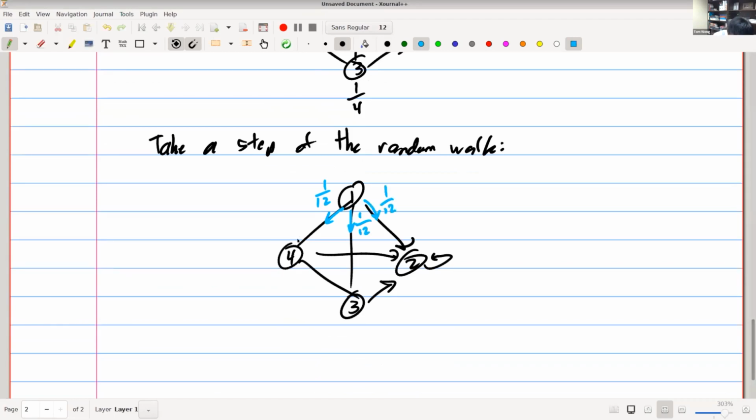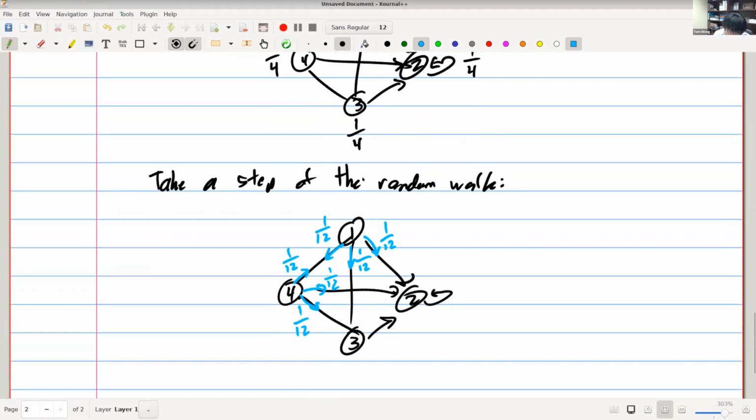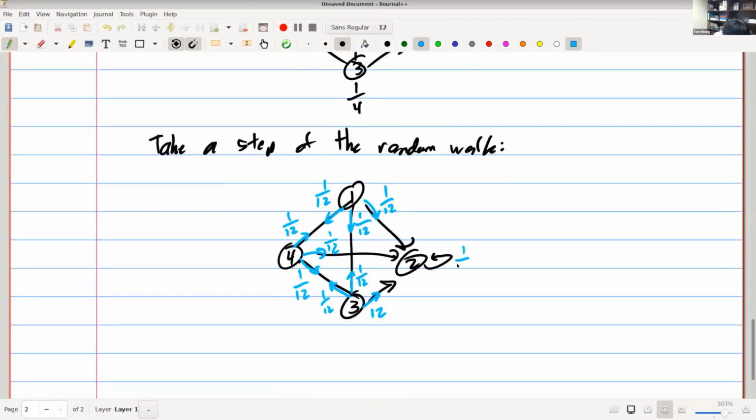Similarly, at vertex 4, probability 1/12 jumps to 1, 1/12 jumps to 2, and 1/12 jumps to 3. And same thing at 3, because you have 1/3 going left, up, and to the right. And so 1/3 of 1/4 is 1/12. And then at vertex 2, this probability of 1/4 just stays there because it has a self loop like that. So what do we get when we put all these together?